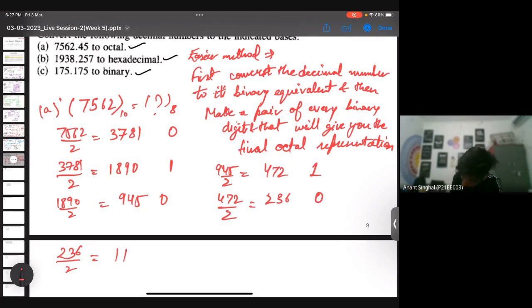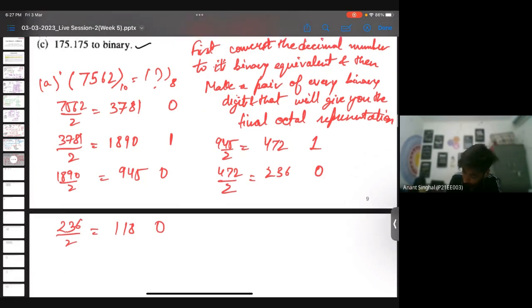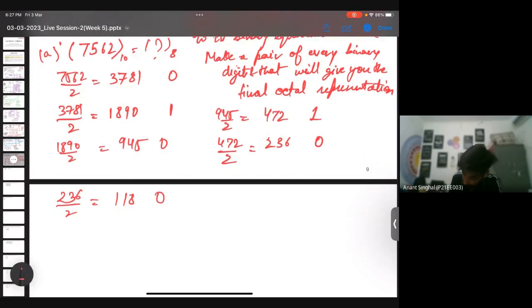236 by 2 will be nothing but 118. Again the remainder will be 0. Then 118 by 2 is nothing but 59. Again the remainder will be 0. 59 by 2 is nothing but 29, with remainder 1.